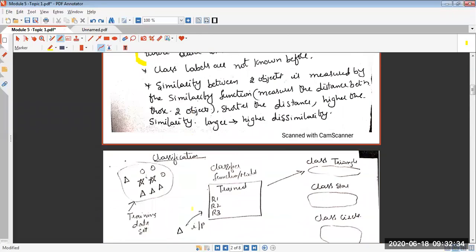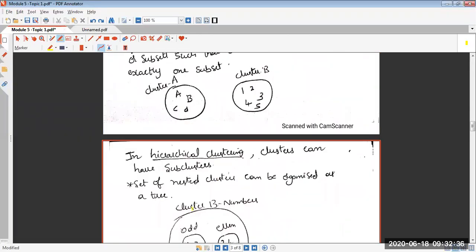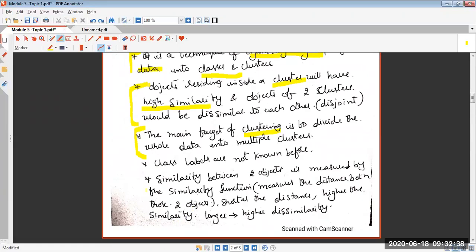You can see. Sorry. Yes, I was here. So class labels are not known before. Okay.